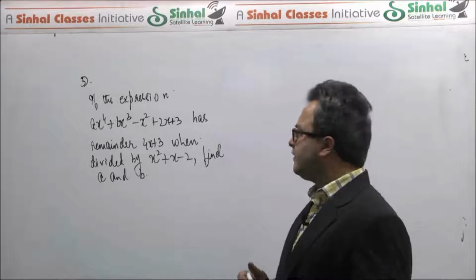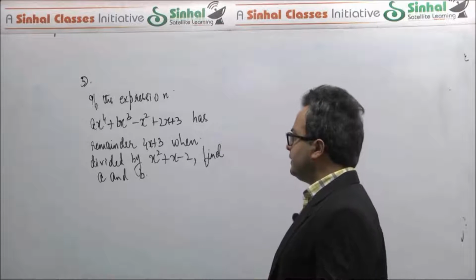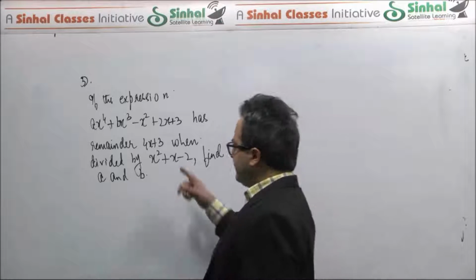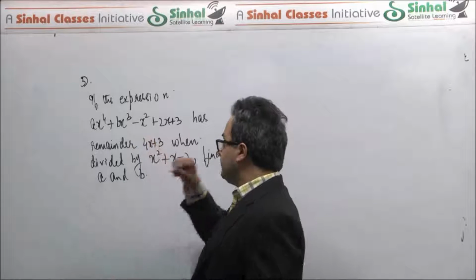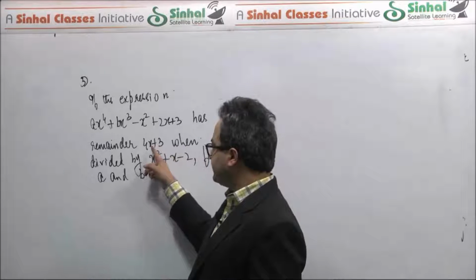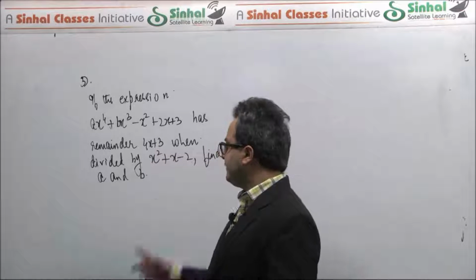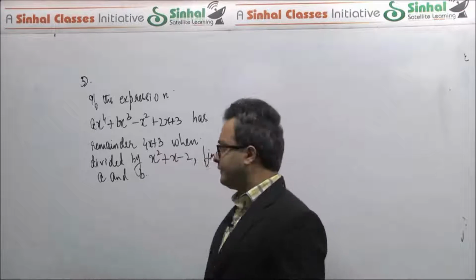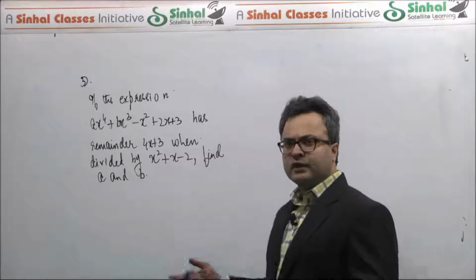Now this problem is slightly tricky, so we'll have to be careful in the way we deal with it. So again, we've been given a 4th degree polynomial, and we are dividing it by a quadratic expression, and the remainder is given to be 4x plus 3, and we want to figure out the values of a and b, right? So let's actually go back to our division algorithm.